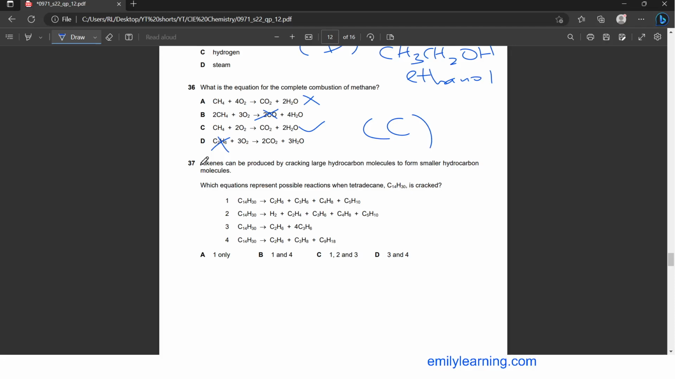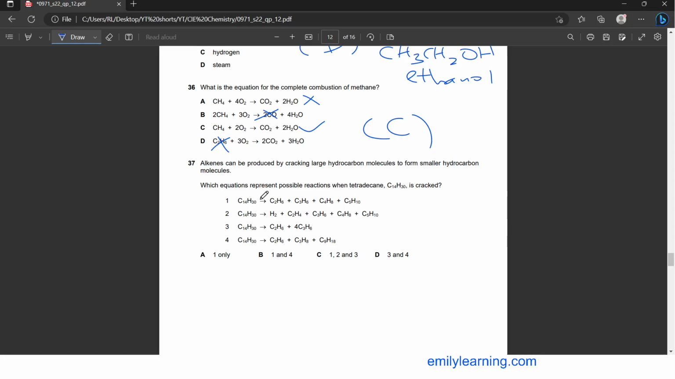Next, going on to question 37, alkenes can be produced by cracking large hydrocarbons to form smaller hydrocarbon molecules. Which equation represents possible reactions when tetradecane is cracked? For this type of reaction, what you need to check is whether the reaction is balanced, and whether the product is a possible one. So let's look at this.